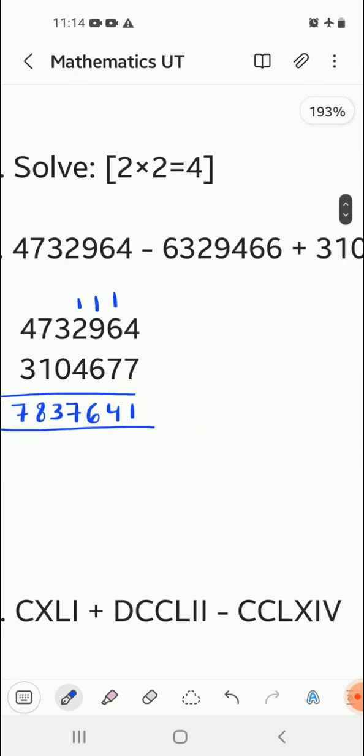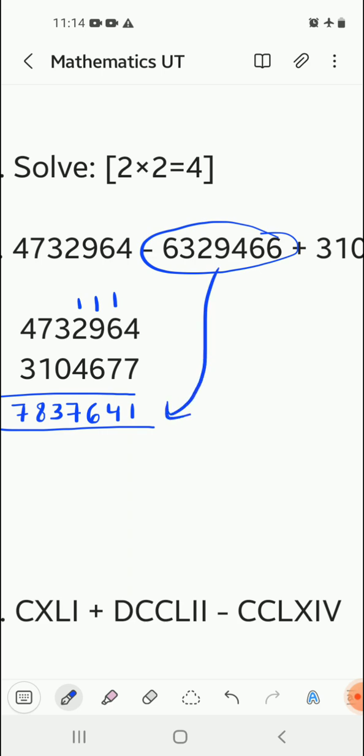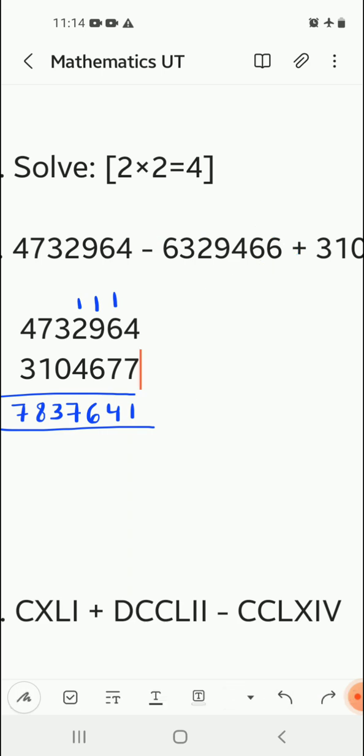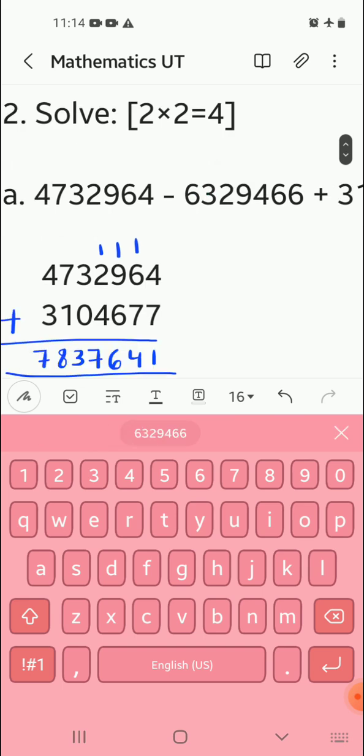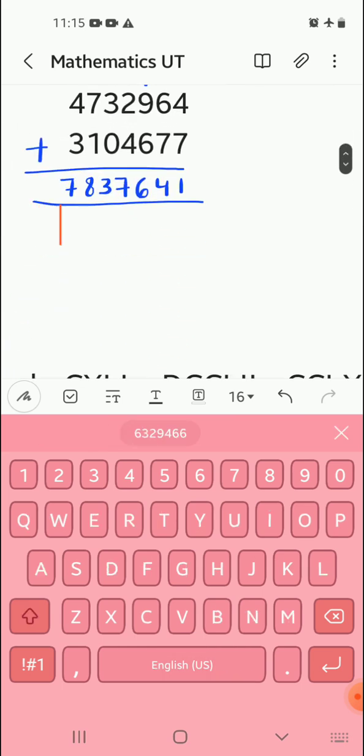Now we are going to subtract this number from this. So let's do it. Subtract this number.